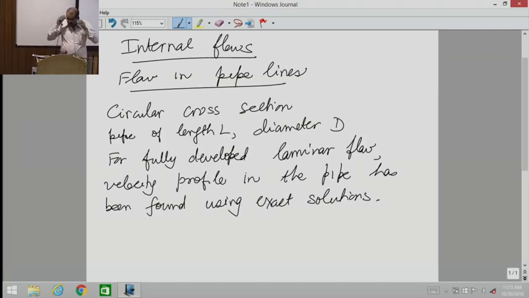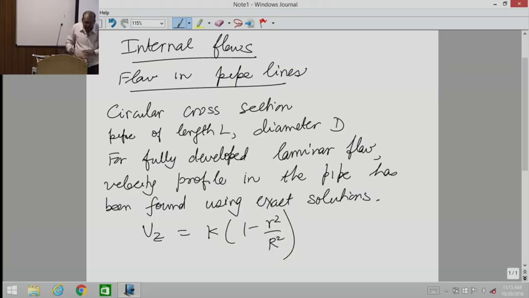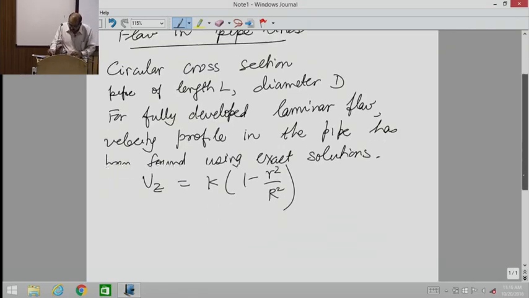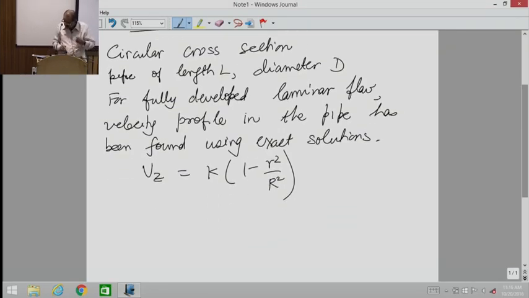We did see how the velocity profile in a pipe looks like. And if you recall, this has a parabolic profile. What we got was Vz was equal to some constant into 1 minus r square upon R square, where k was related to the pressure gradient and viscosity. So this was the general form we had derived. I'll come back to this exact thing, but now let's first look at it.